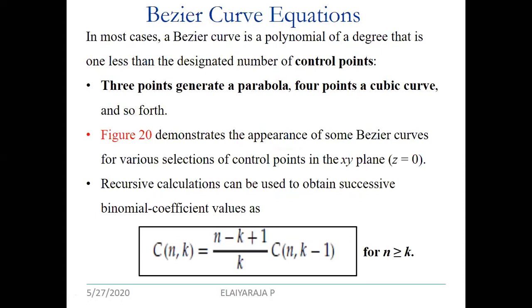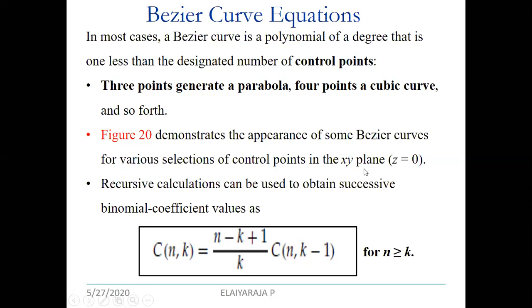Okay, in most cases a Bezier curve is a polynomial of a degree that is 1 less than the designated number of control points that we used to call the degree. 3 points generate a parabola or quadratic, 4 points a cubic curve, and next the quintic. Figure 20 demonstrates the appearance of some Bezier curves for various selections of control points.